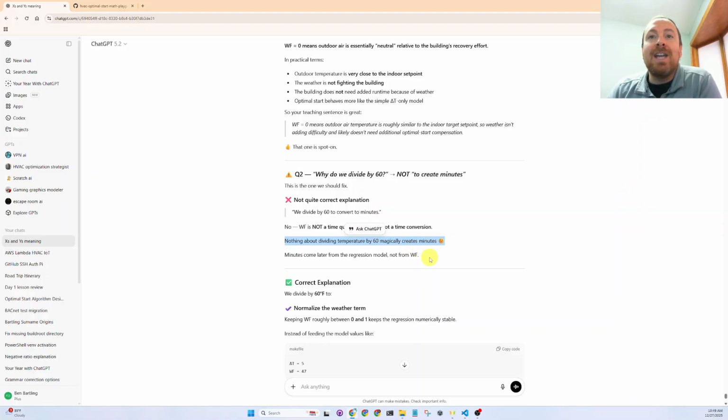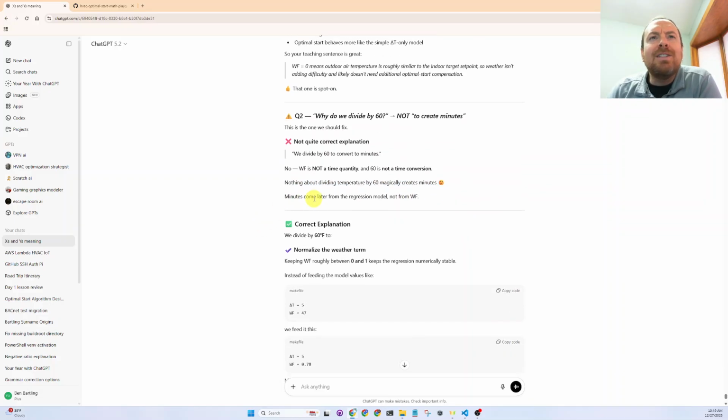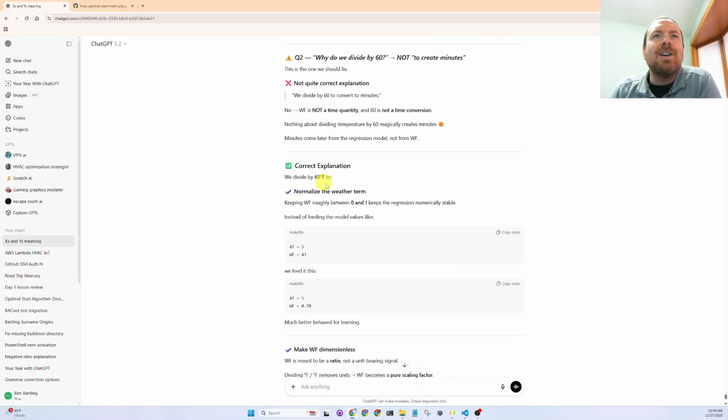I love when AI corrects you. It even gives you a little smiley face. It's much more friendly than the real human on Stack Overflow or something like that. Minutes later come from regression, not weather factor. Okay, so what we divide by 60. Oh, 60 is degrees Fahrenheit. Got it. Okay, so that makes sense.